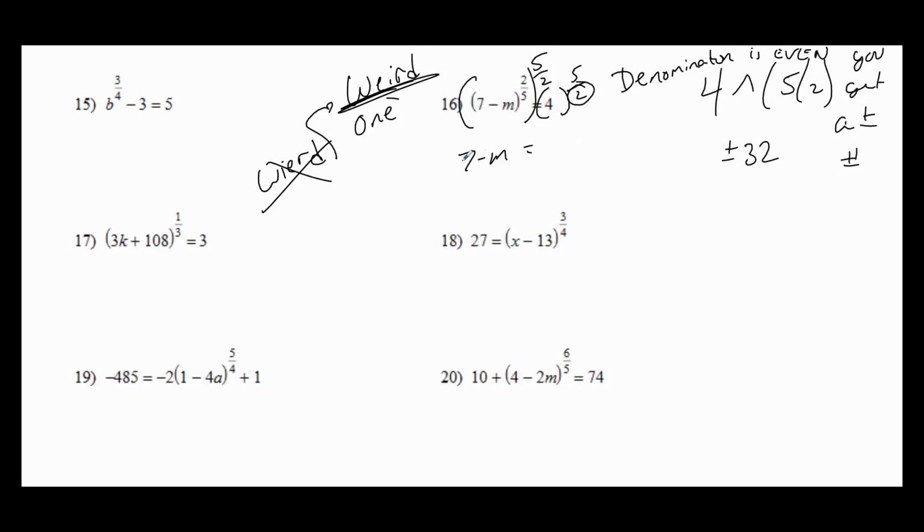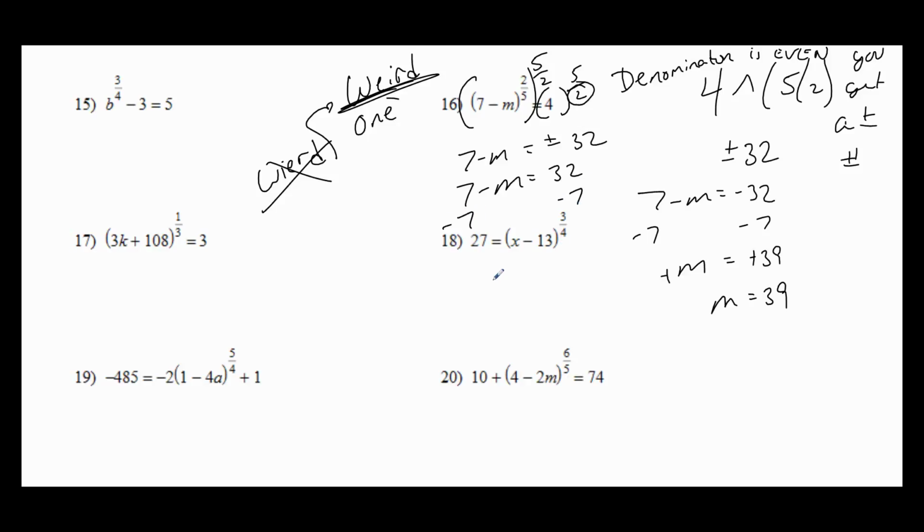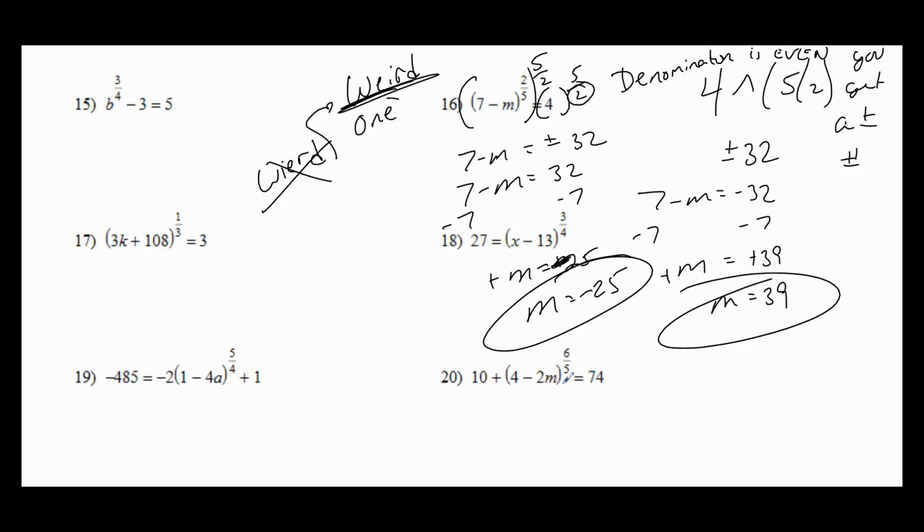Now, what happens is I take the left-hand side and I get this, and then I split it. 7 minus m equals positive 32. 7 minus m equals negative 32. And I solve them both ways. So minus 7, negative m equals negative 39. Change, m equals positive 39. This one here, minus 7, negative m equals 25. Change, so m equals negative 25. And those are my 2 answers for that problem.